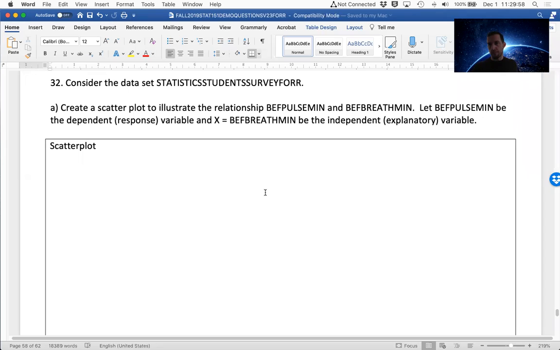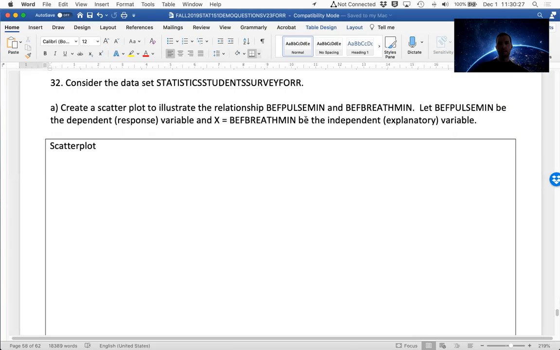For the regression part, we'll just really quickly look through this illustration. Some of the things about this will be review from earlier in the course. So we're going to use the dataset statistics student survey for R, and we want to create a scatter plot between before pulse min and before breath min. Before pulse min will be the response variable, and before breath min will be the independent variable.